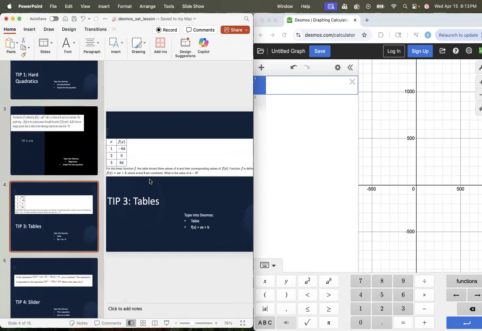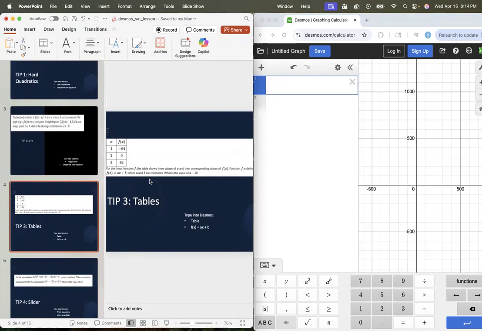How to use a table, right? You have this table giving x and y. For the linear function f, the table shows 3 values of x and y. The function is defined by f of x equals a x plus b. This is a normal linear equation. What are a and b? a and b are constants.